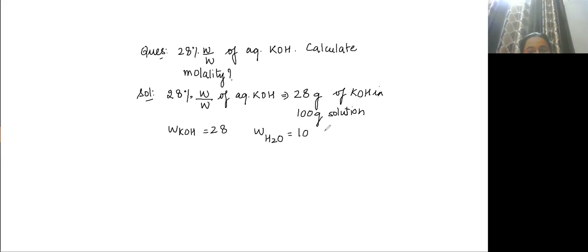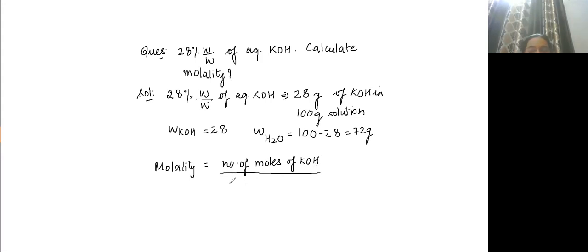100 minus 28, that is 72 grams. And what is the molality definition? Molality is number of moles of KOH divided by weight of water. If weight of water is in gram, multiply by 1000. What is moles of KOH?